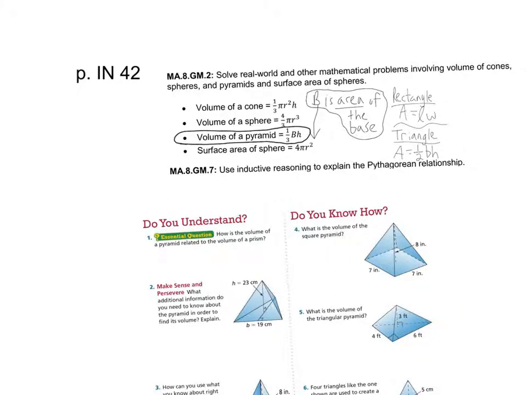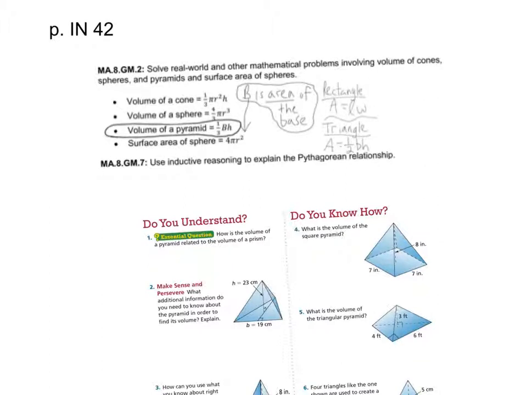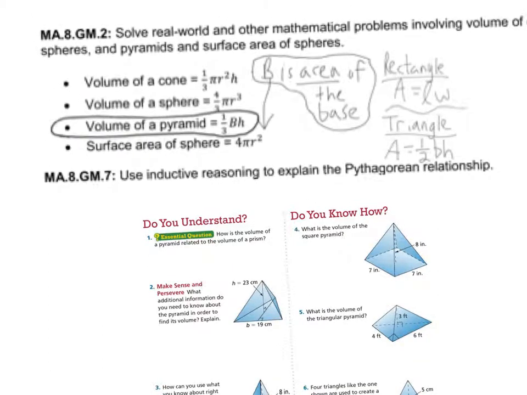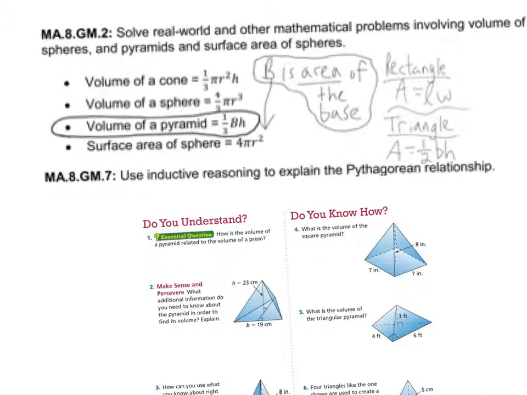Page IN 42, we're going to finish up our lesson on finding the volume of pyramids. Formulas we talked about yesterday. So the one formula they'll be giving you on the iLearn test, I'll also give this to you on your tests. Volume of pyramids: 1/3 capital B H.